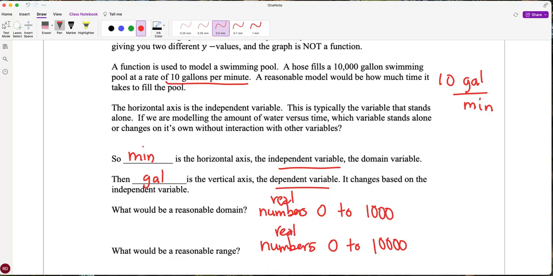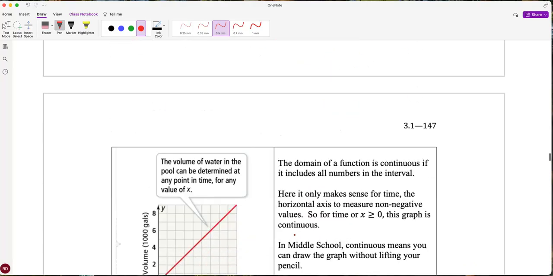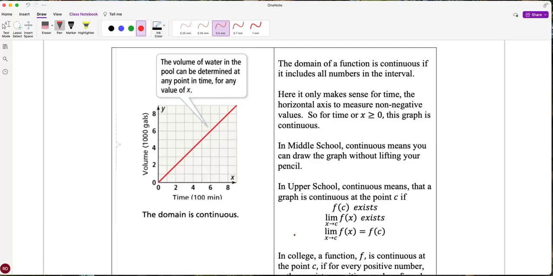If I had a problem that was talking about the points you score per game, and you're playing, say, football, would you have 1.5 games of football? No. In football, you have one game, another game, another game. So this would be integers, not real numbers. I can't play 2.5. I mean, you could play 2.5, but you can't have 2.5 games of football. You have one game, 2 games, 3 games, okay? So those would be integer values, and that's what we're starting to think about here. So if we look at this, the volume of water in a pool can be determined at any point in time for any value of x, okay?